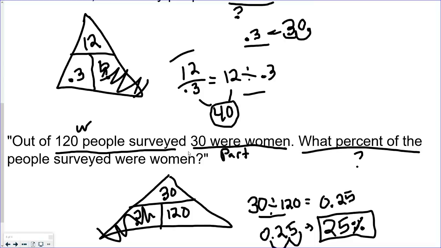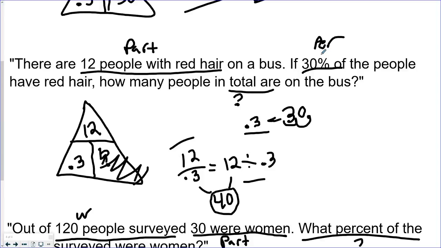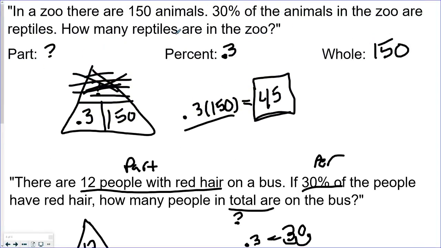So when you start doing this enough, you won't need it as much because you'll start to see when you divide and when you multiply. Some of you might already be able to see that if you have the whole and the part, you're going to divide. If you have the part and the percent, you're going to divide. If you have the percent and the whole, you're going to multiply.